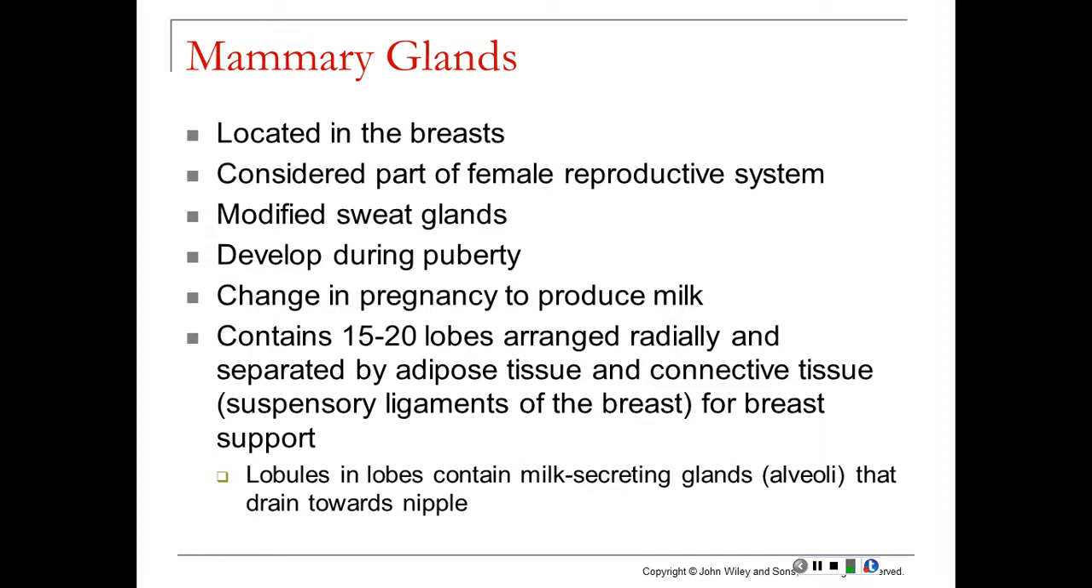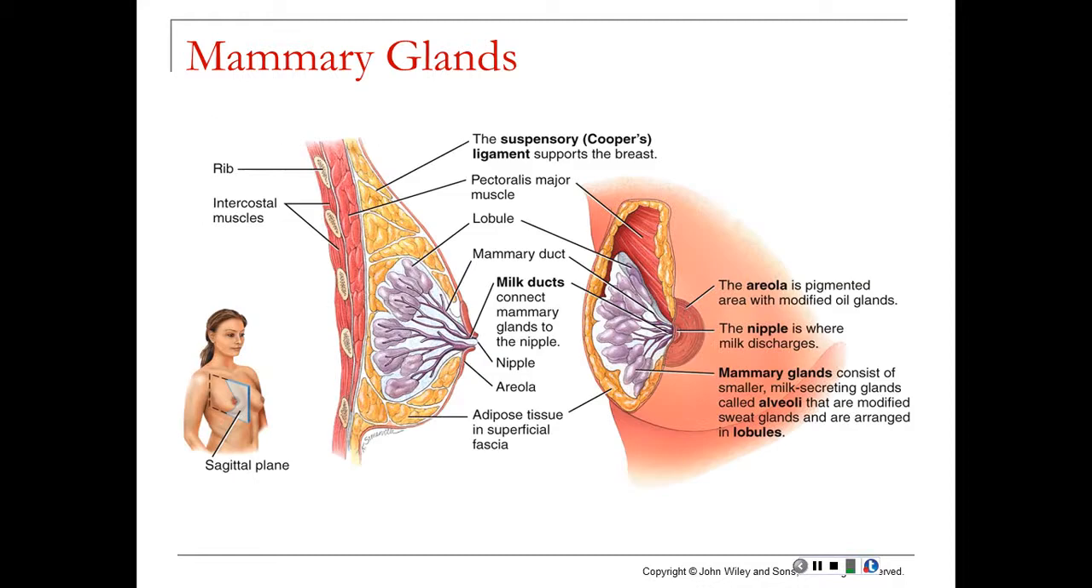And of course, after females have a baby and produce milk, those suspensory ligaments are nice and stretched out, which is why several women, after they have children and lactate, decide to get breast augmentations, because they're just not the same as they used to be. The lobules, which are within the lobes, contain those special milk-secreting alveoli, which all drain towards the nipple.